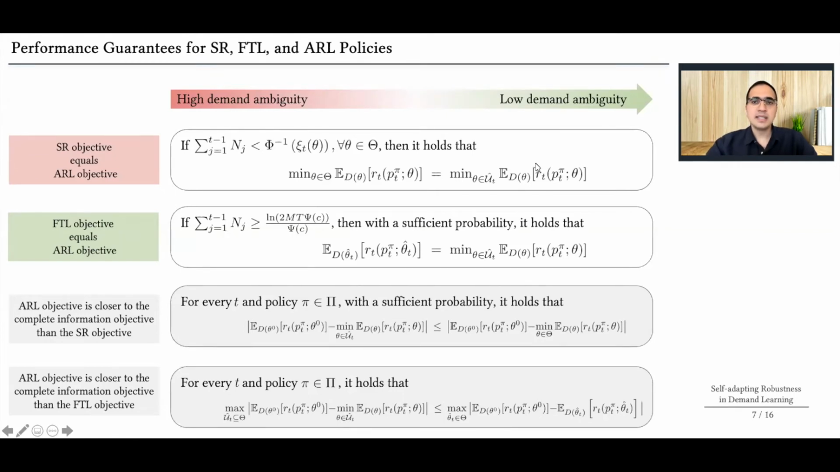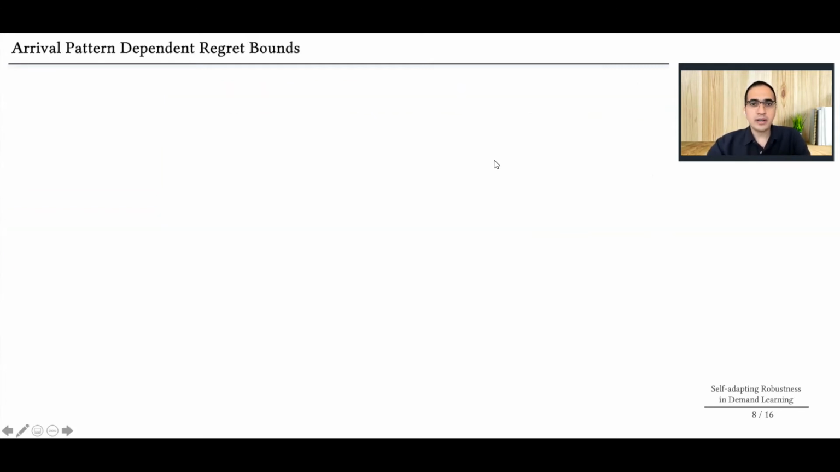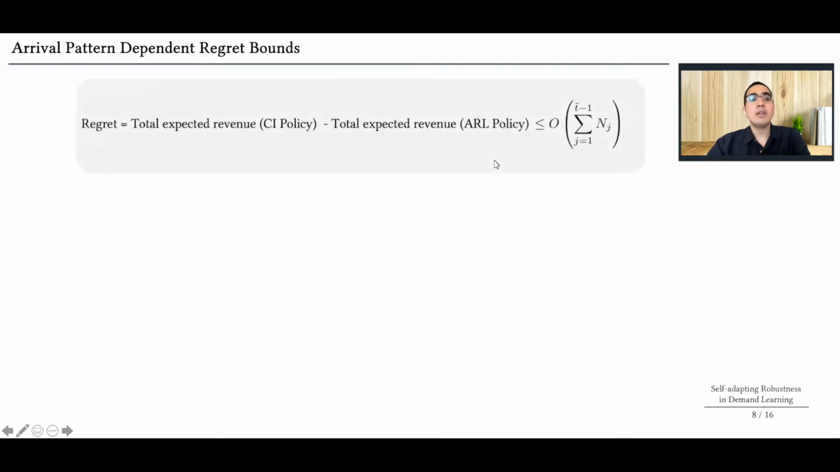Now, let's discuss the regret performance for the ARL policy. The regret bound for ARL depends on the arrival pattern of the customers. This is not typically the case in the literature for regret analysis. In our setting, the regret, the difference in total expected revenue between the complete information policy and the ARL policy, is upper bounded by the big O of the number of customers arrived before the demand identification time T tilde.